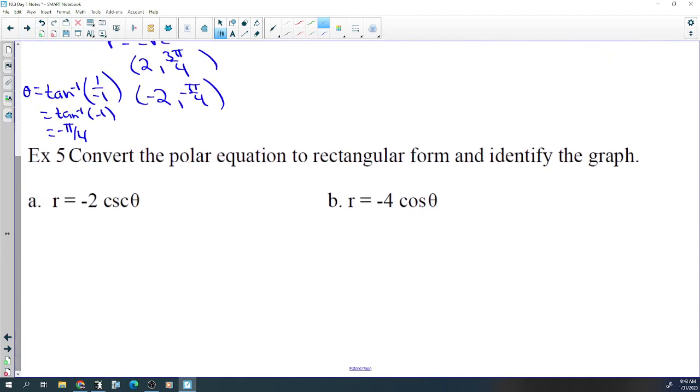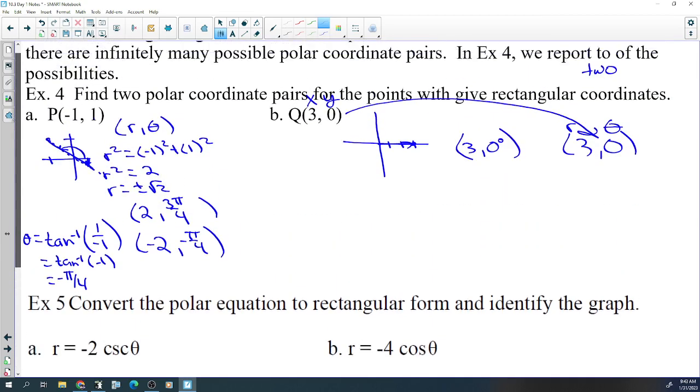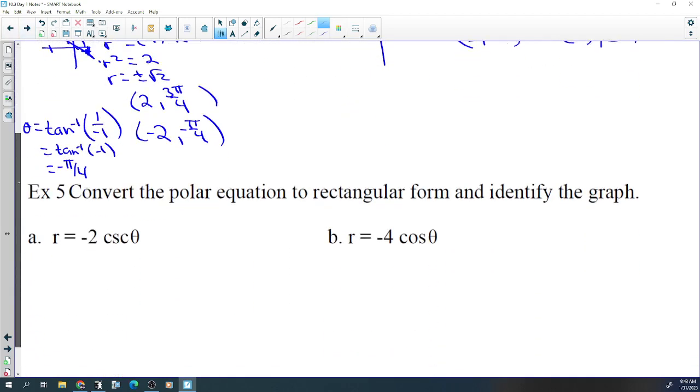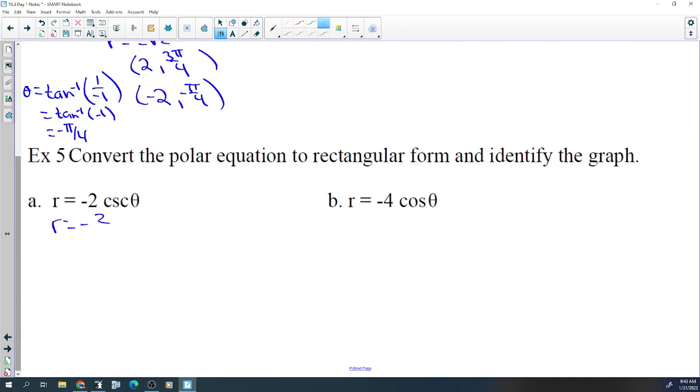Convert the polar equation to rectangular form and identify the graph. Well, on letter A, we deal with sines and cosines. We don't see any secants or cosecants. So I'm going to change this to negative 2 over sine of theta, and then multiply over the sine. r sine of theta is equal to negative 2. And so r sine is y if you look in that little box. Well, that's a line. And more specifically, it's a horizontal line.